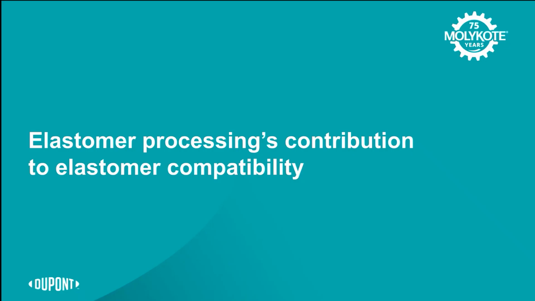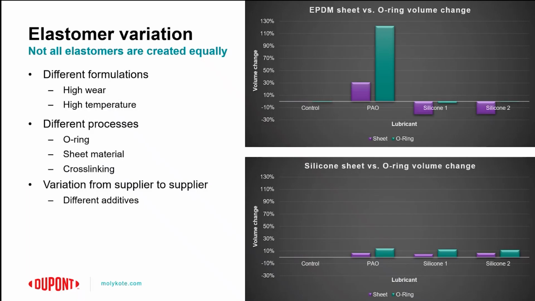So on the elastomer side of things, there's a lot of contributors as well. Elastomer variation, there's different formulations. Some are formulated for high wear, high temperature. This can have a change in the durometer, which can result in different uptake of oils, resulting in different swell values. There's different processes for creating these elastomers.